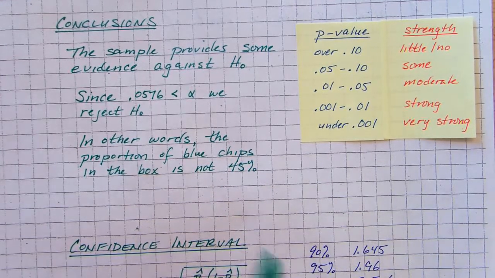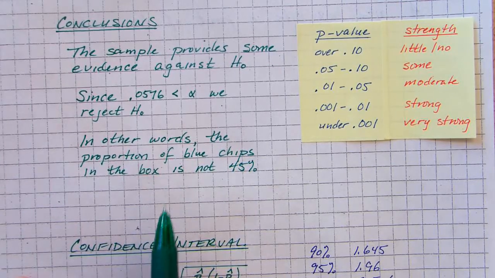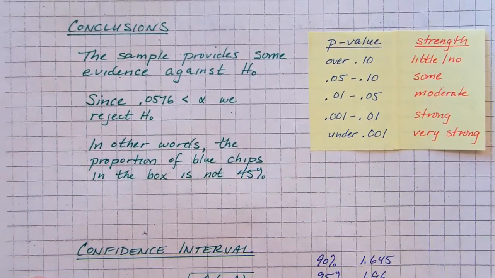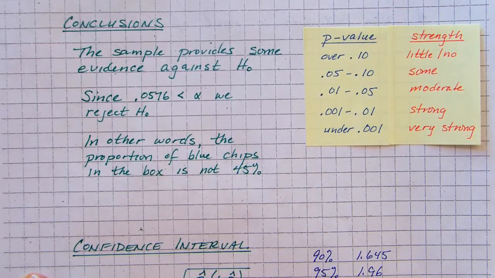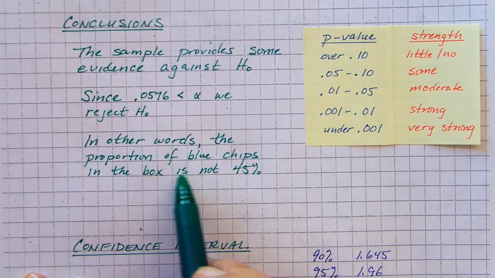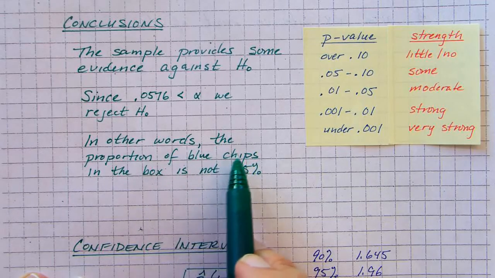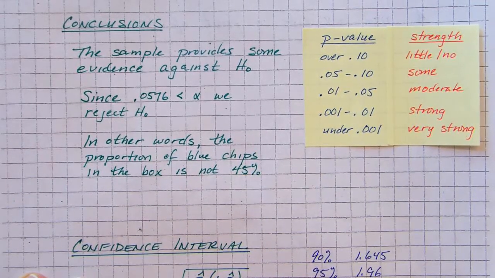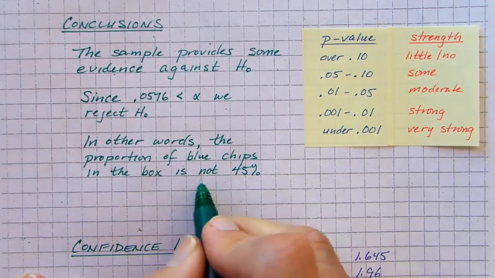And again, you could probably write it in other ways. In other words, we don't believe there are 45% blue chips in the box. We believe the percentage is something different than 45%. Okay? But make sure that when you say proportion, you are very specific. Talk about your population. In other words, the proportion of blue chips in the box is not 45%.